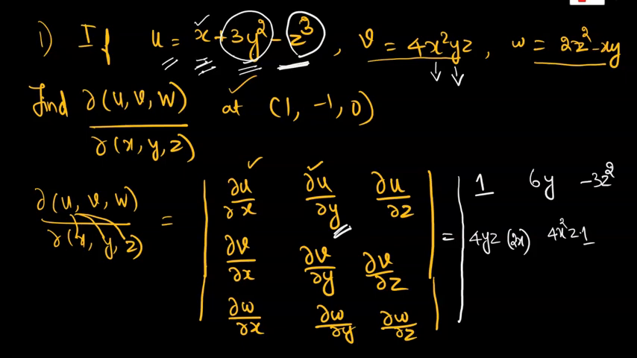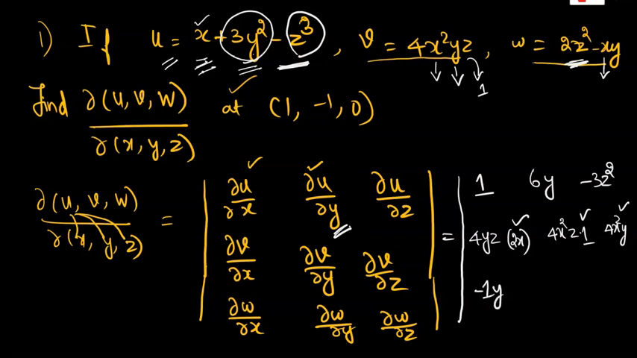Now the third one is with respect to z. If I differentiate v with respect to z, I will write 4x square y, and z if I differentiate, I will get 1. So if you see first term, x square differentiation 2x, second term, y differentiation is 1, third term, z differentiation is 1. So we have written the leftover values. Now last, w with respect to x. So 2z square is a constant, 0. x if I differentiate, 1. So minus 1y.